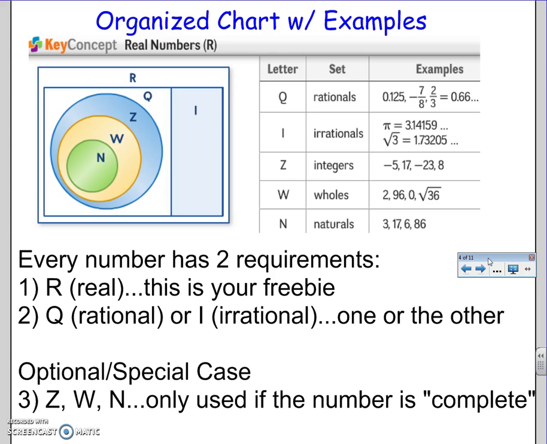Just make sure you know that every number has two requirements. First, you always have real, R. This is your freebie. If you don't have real or R in your list, it's automatically wrong. And the second requirement is Q or I, rational, irrational. It has to be one or the other, but not both. That's the minimum, having two. And then the special cases, if they're, again, complete numbers, then you can use Z, W, and N.